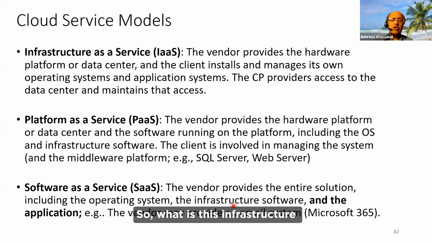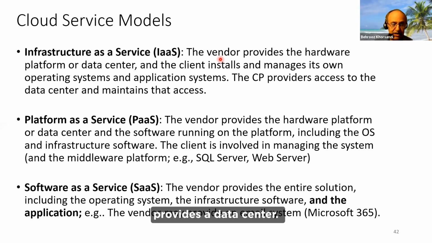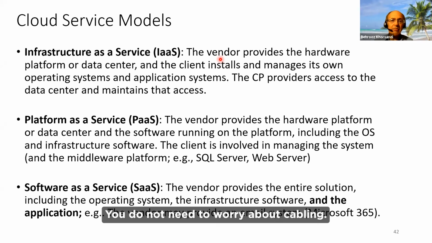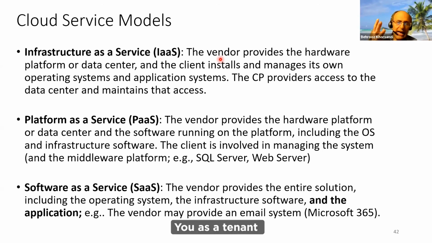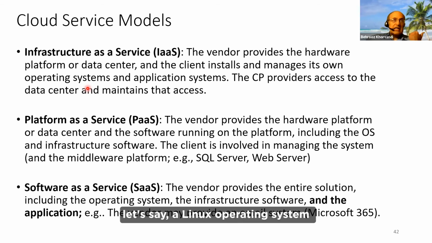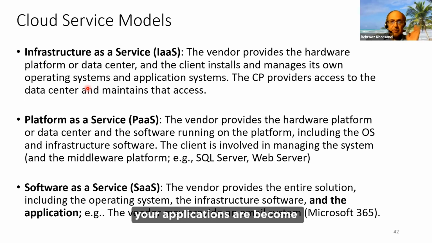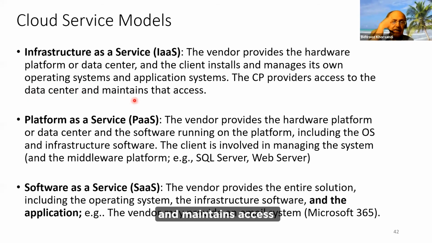So what is infrastructure as a service? The vendor, your cloud provider, your CP, provides a hardware platform and provides a data center. You do not need to worry about the data center. You do not need to worry about cabling. You as the client, you as the tenant, are going to install and manage your own operating system and your own applications. The vendor or the provider could charge you differently if you're going to be installing, let's say, a Linux operating system versus a Windows one. And obviously your applications become your responsibility.